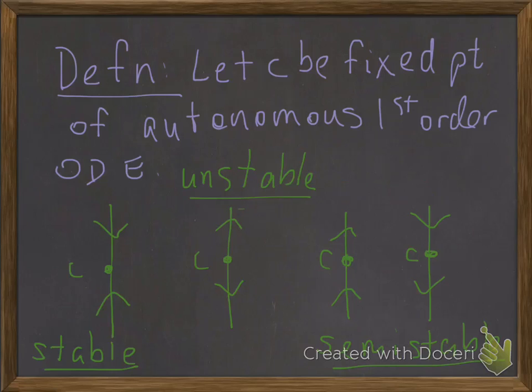And if the behavior near the fixed point is heading in one direction and heading out in the other direction, then we call that semi-stable. So given all this information about autonomous first-order ordinary differential equations, we can fully classify and understand the solutions even if we can't get an explicit formula.